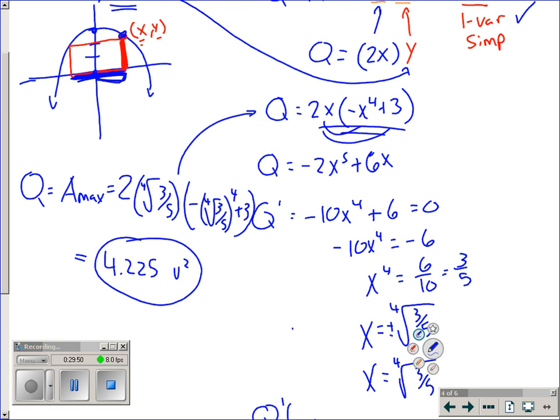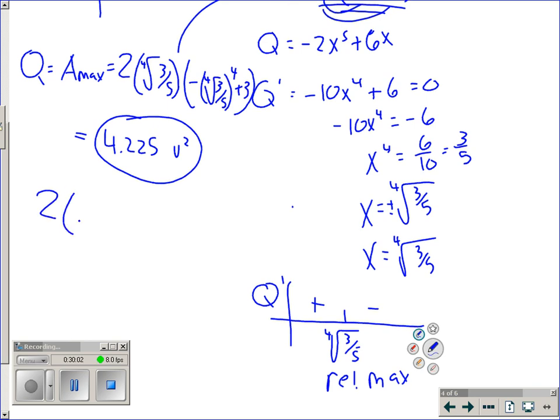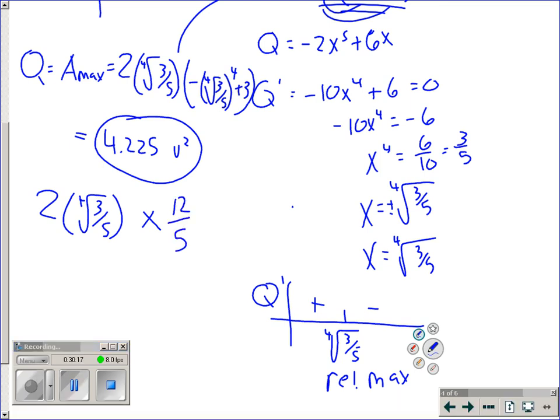All right, I'm at almost 30 minutes, so I'm trying to get that last example done pretty quick. If you want to find the dimensions, just remember the x value would be 2 times the fourth root of 3/5, and if I want to know the y value, you're just going to plug it into the y equation at the very beginning of the problem, and it ends up being 12/5. But again, it was asking for the maximum volume, and we got that right here. Okay, so let's try that last example.